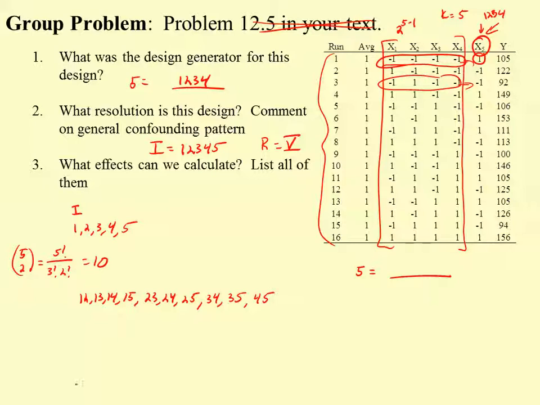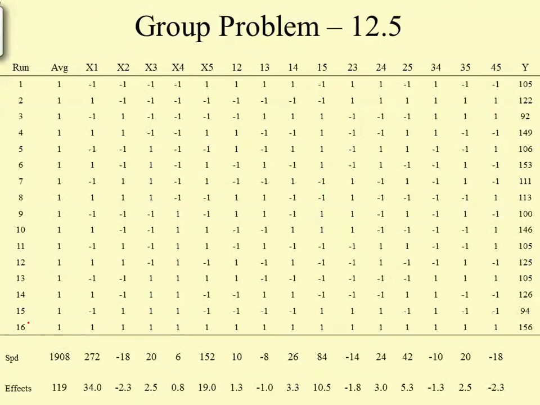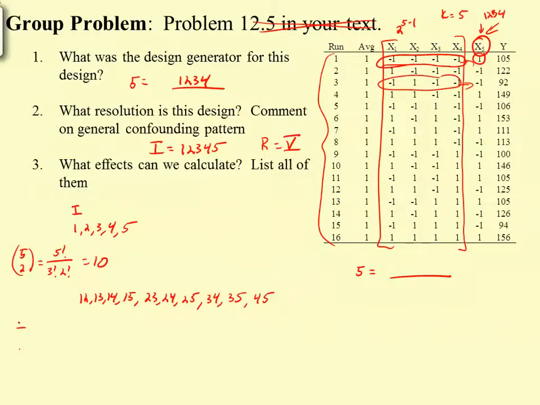What about three-way interactions? I could do this. 5 choose 3. So we have 10 three-way interactions. But can I calculate those three-way interactions separately from what I've already calculated? No. So we've got 1 mean, 5 main effects, 10 two-way interactions. That's 16 things. We have 16 runs.